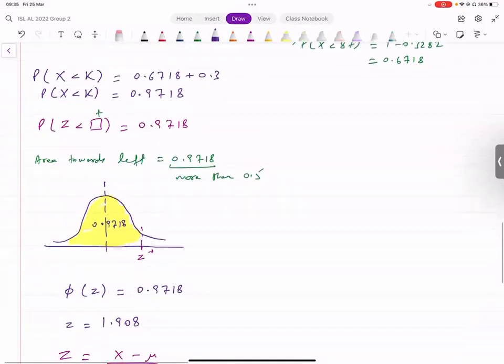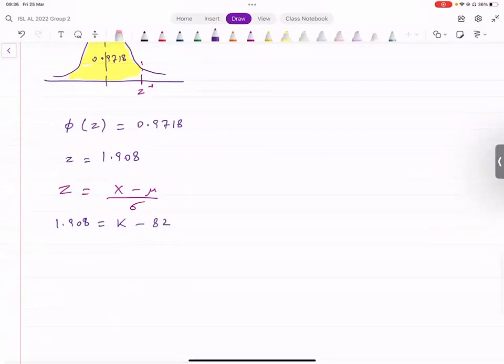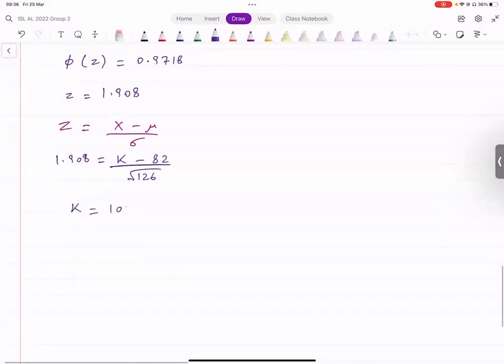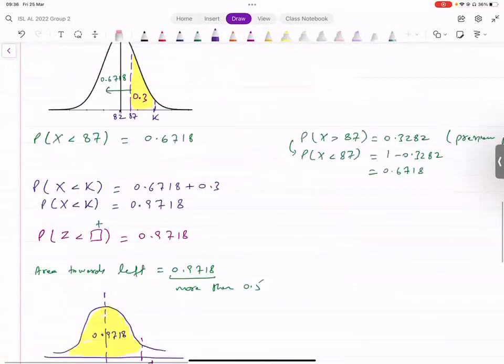x आपको नहीं पता, यहाँ पे x की जगह पे k है basically. So k minus the mean. Mean was 82 divided by the standard deviation, which was square root of 126. यहाँ से आपके पास k की वैल्यू आ जाएगी. Somebody tell me what this stands for. 3.42. So that's the value of K that we were looking for.